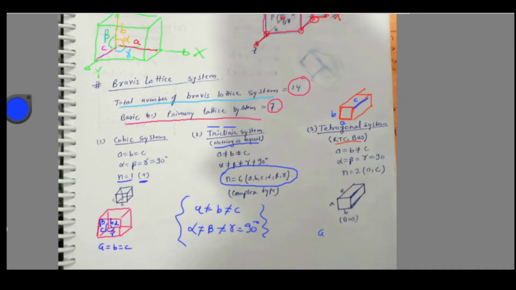So here a is equal to b but not equal to c, and alpha, beta and gamma are also equal, means all are 90 degrees. A rectangular bus or any bus has all faces at 90 degrees. So all angles are 90 degrees. Only one side, that is the length side, is not equal. See, this c side is not equal.